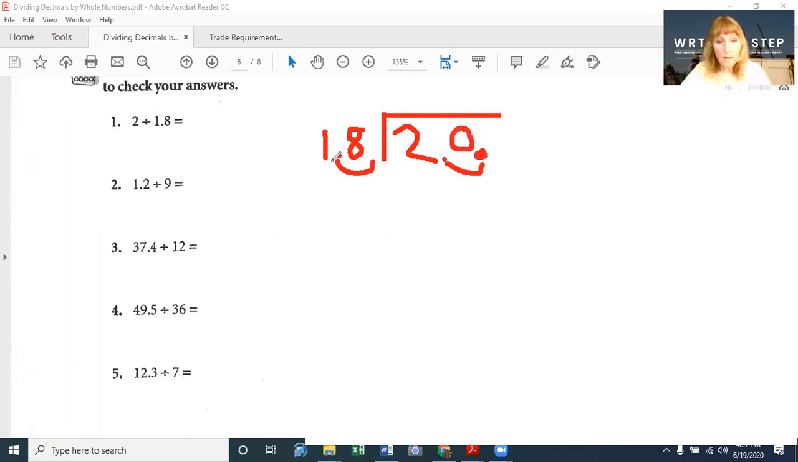So now we have 18 divided by 20. 18 goes into 20 one time. 18 times 1 is 18. 20 minus 18 is 2.